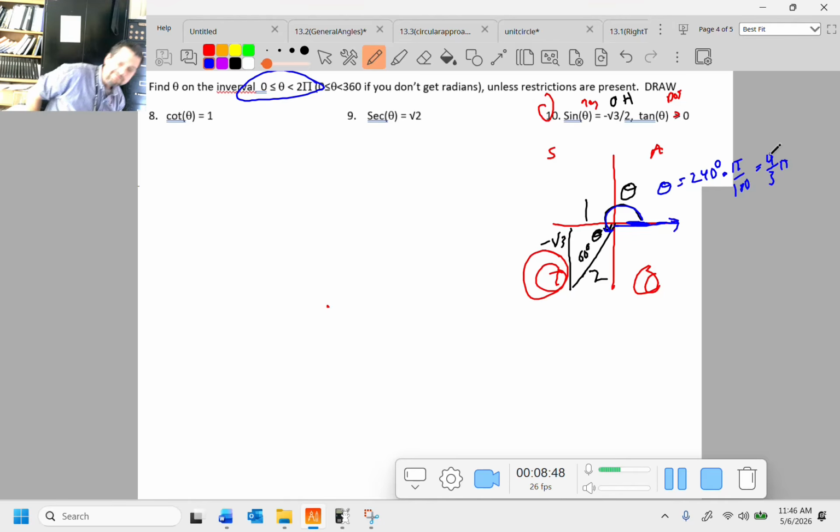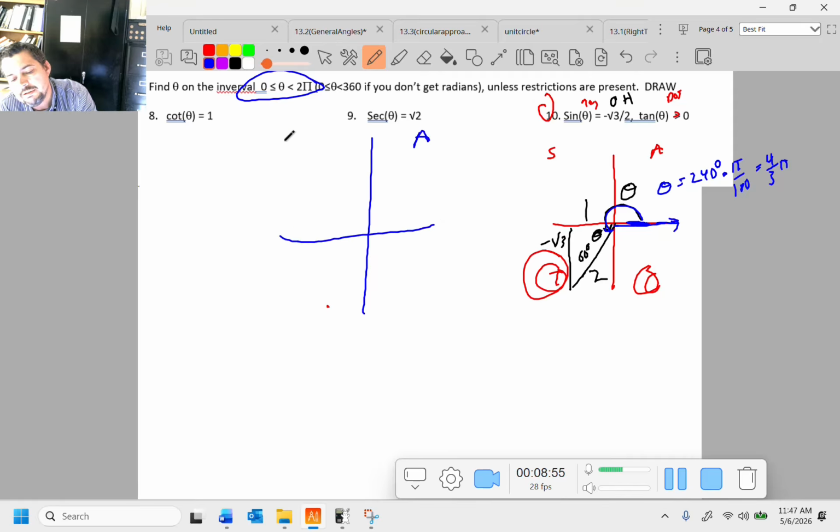I shall do number 9 for you, the secant ratio. Think about ASTC. All trig ratios are positive, cosine and secant are positive. This guy has 2 answers.